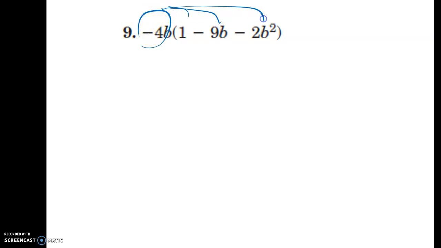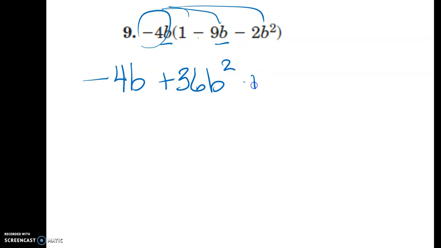We got all sorts of negative signs in here, but negative 4 times 1 gives us a negative 4b. A negative times a negative gives us a positive 36. It is b times b. They share a 1 on there, so it's going to be a b squared on there. And then a negative times a negative again is going to give me that positive. 4 times 2 is 8. B times b squared is b cubed.